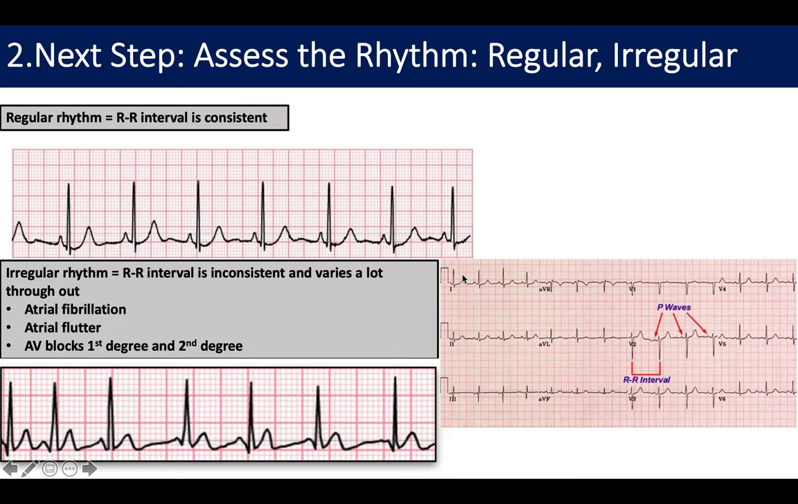So you can see there is some sort of irregularity in the ECG. But in this ECG, on the other hand, you can see again it's 1, 2, 3, 1, 2, 3, 1, 2, 3. So this is pretty much normal as well.